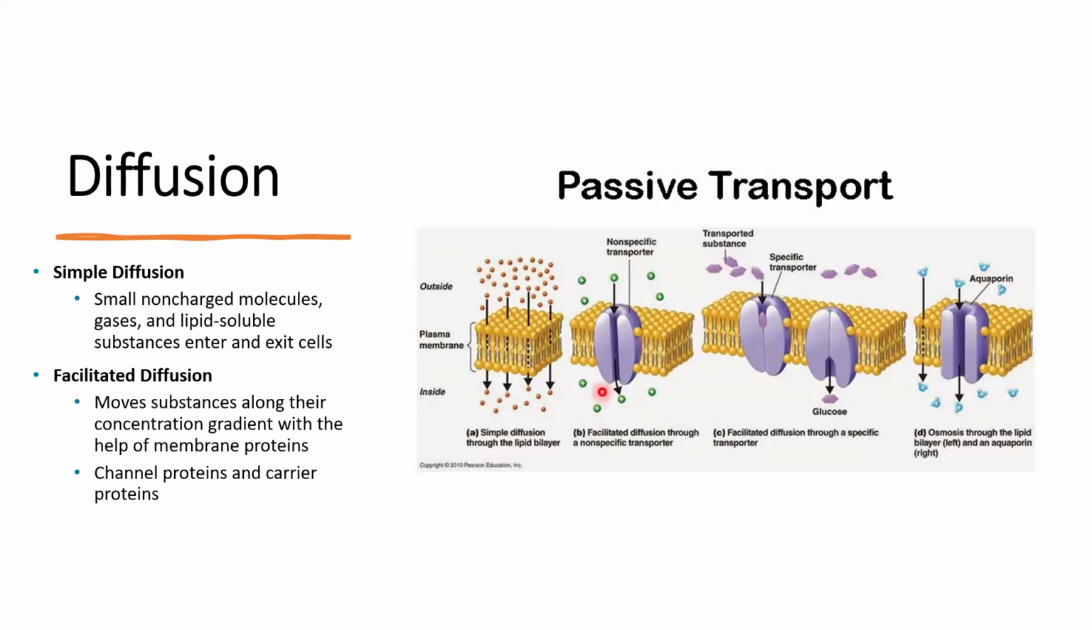And so we have a couple of different examples that we can see here. We have a non-specific transporter. Over here, there's a specific transporter. So this one is just going to let whatever can fit through. This one is going to require a specific molecule to basically trigger it to open and release it. And then here we have an aquaporin, which is for osmosis. Well, sorry, it's in addition to osmosis for letting water through.